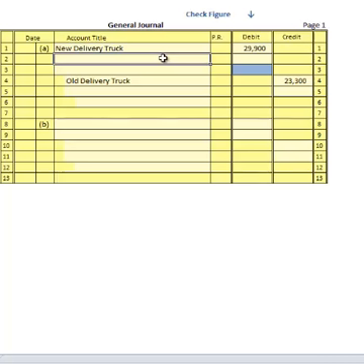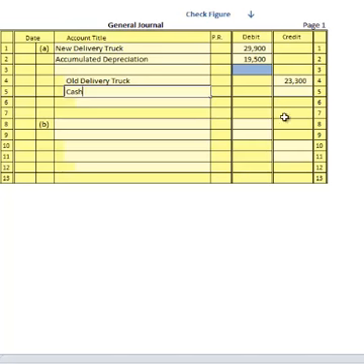Now, not only do we need to remove the cost of the truck, we need to remove the accumulated depreciation. So the accumulated depreciation of the old truck was $19,500. So we have one more account to put on there, and that is the cash that we're having to pay, and we calculated that a little bit earlier. So we're going to have to pay $26,600. That's the list price minus the trade-in.